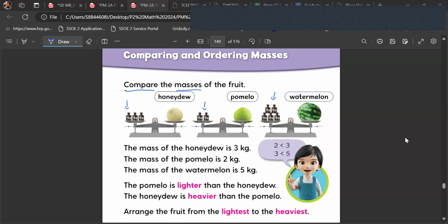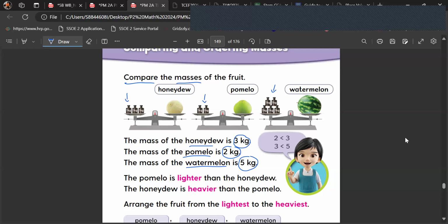So you can see that here is described. The honeydew is 3 kilograms, the pomelo is 2 kilograms, the watermelon is 5 kilograms. You take note here, the name of the fruit is written, and the mass of the fruit is written with the units kilogram. So I must pay very big attention to the units kilogram.